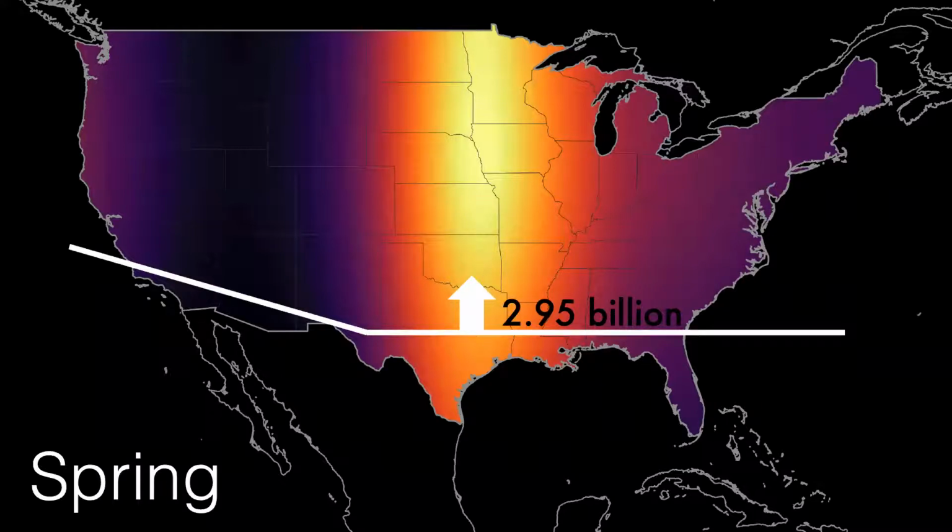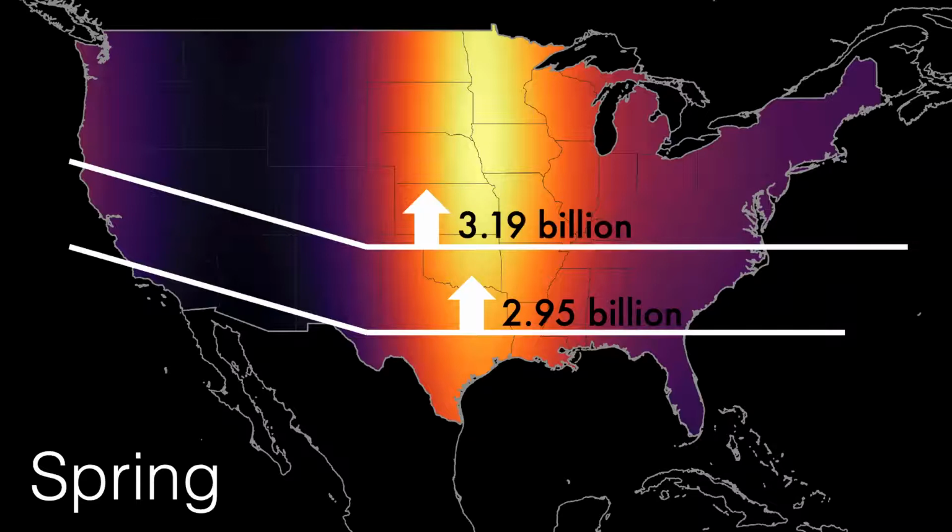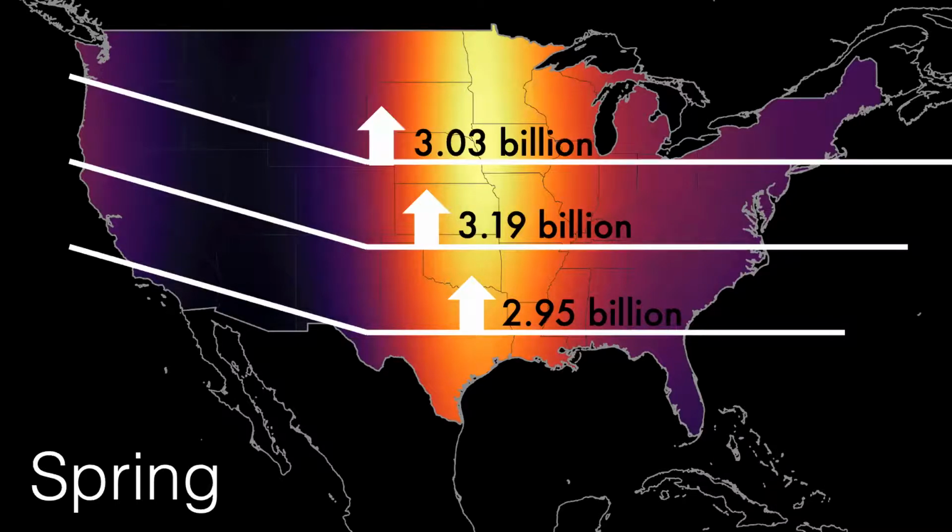So here, around 2.95 billion birds coming into the US. And then we can see how many birds progress across various transects here. So again, this is the average across many spring seasons. We can do the same exact thing.